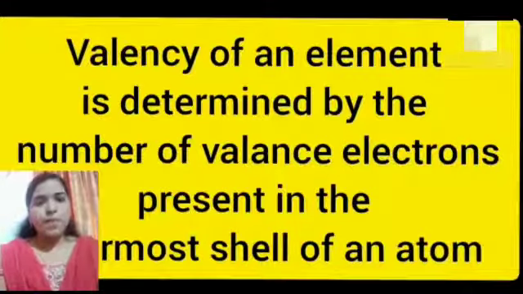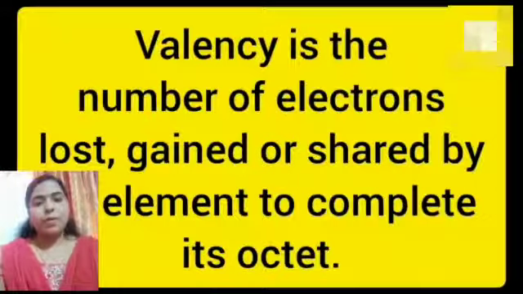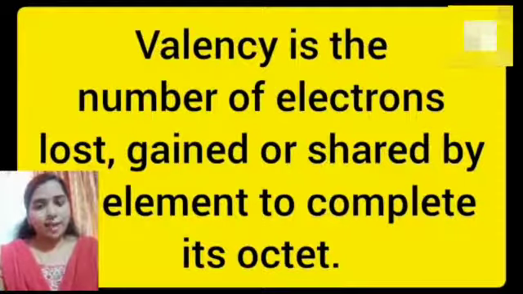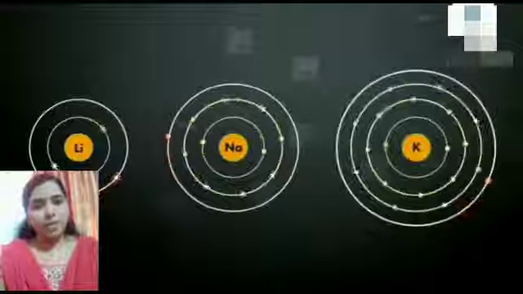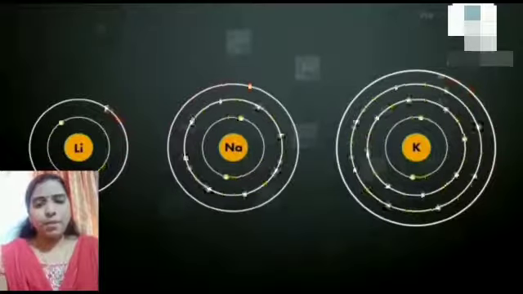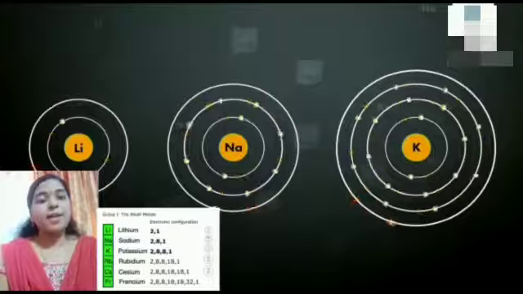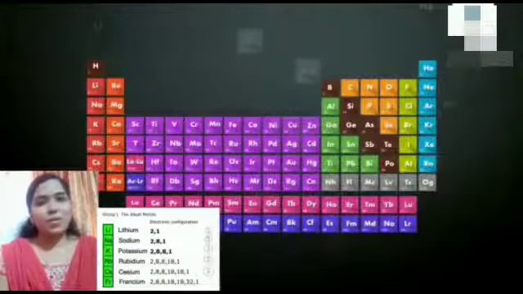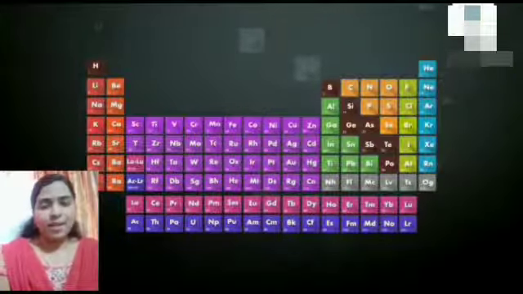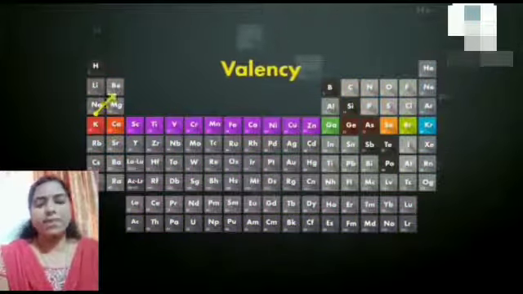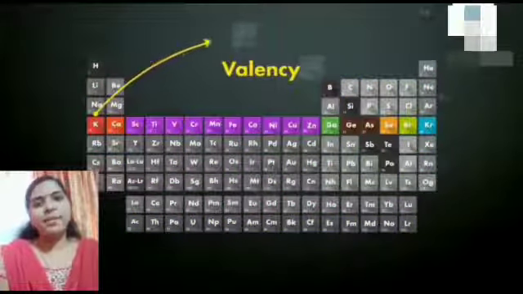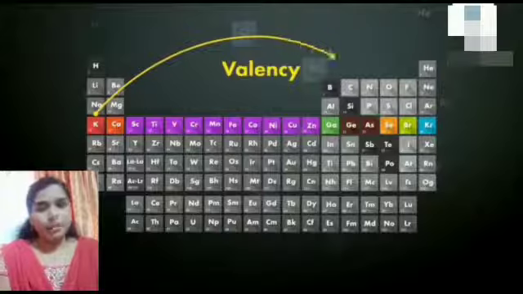As you know, valency is the combining capacity of an element. Or valency is the number of electrons lost, gained or shared by an element to complete its octet. Down the group it remains the same as all the elements have the same outermost electronic configuration. But interestingly, across the period, valency first increases and then decreases. Why do you think this happens?